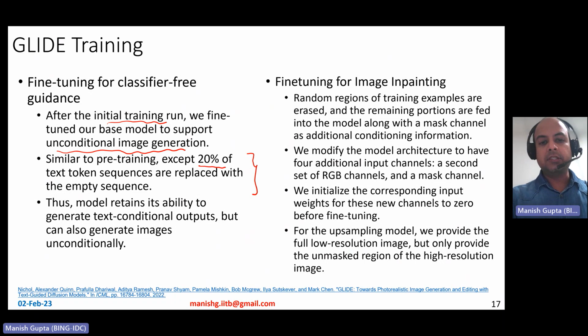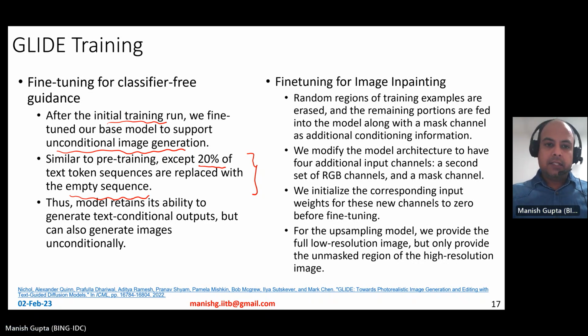20% of those instances are replaced by an empty sequence. So you want to fine tune it such that 80% of the time you still pass on the text caption, and 20% of the time you mask the text caption completely, so as to make sure that it retains the ability to generate text conditional output. At the same time, it can also generate images in an unconditional manner.